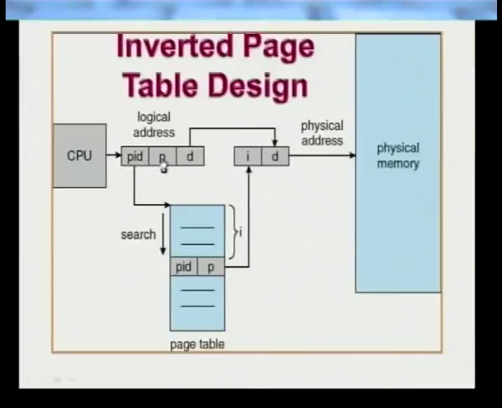The process ID and P are inside your logical address. The process ID, P pair is extracted and is searched inside the page table. The location where this PID, P pair is found, the i, is actually taken out and the i is added with your D to generate the physical address. Remember, we still retain the D, we only identify the PID, P. The location where PID, P is there is your frame number. This is how the inverted page table differs.